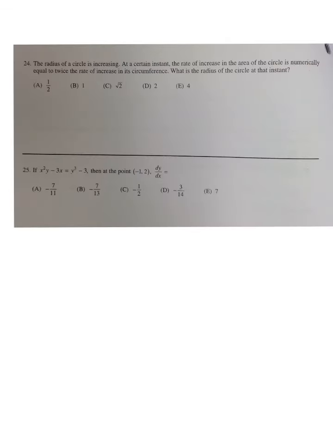24 is choice D. Okay, so they say that the radius of the circle is increasing. This is the important part right here. It says at a certain instant, so at one point in time, the rate of increase of the area is numerically equal to twice the rate of increase of the circumference. Rate of increase of anything is always a derivative.